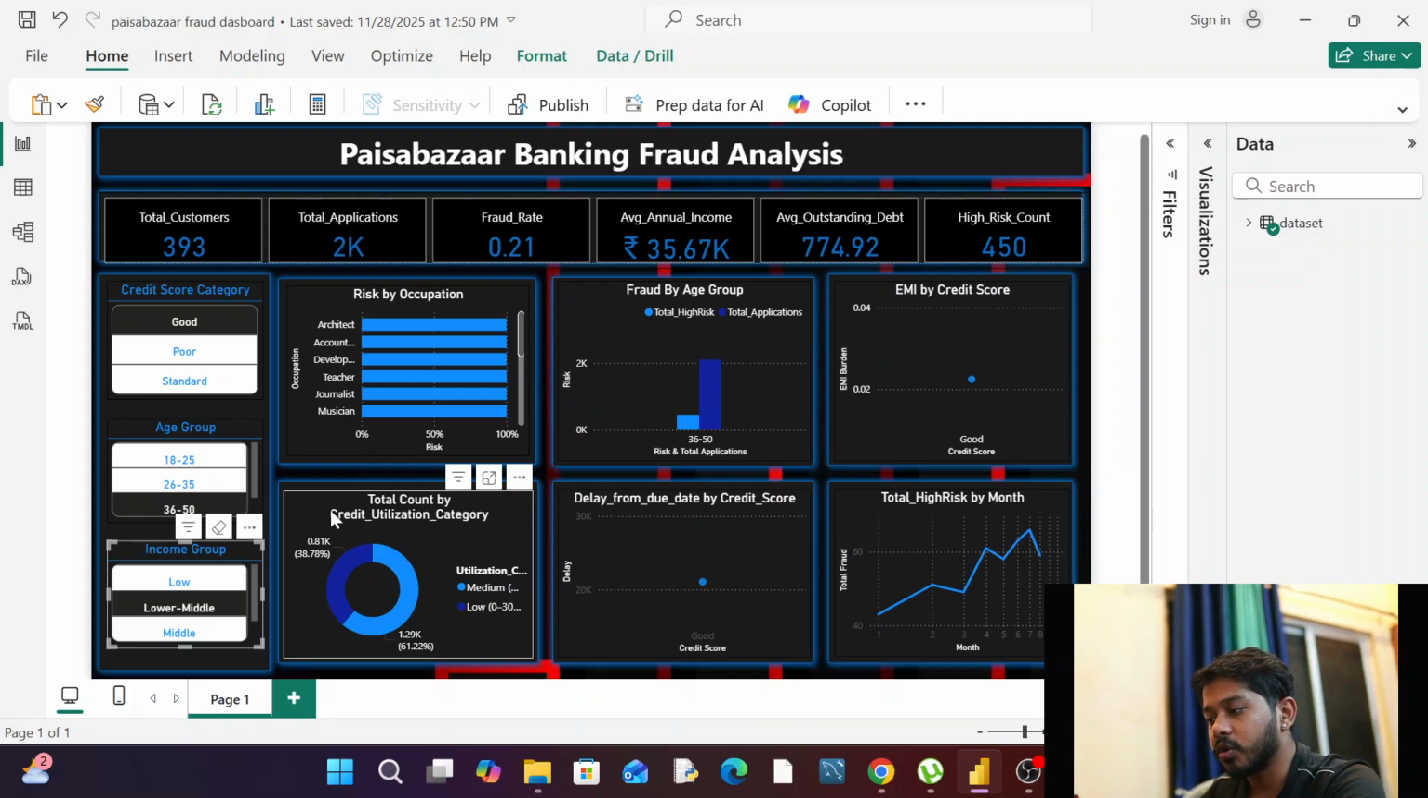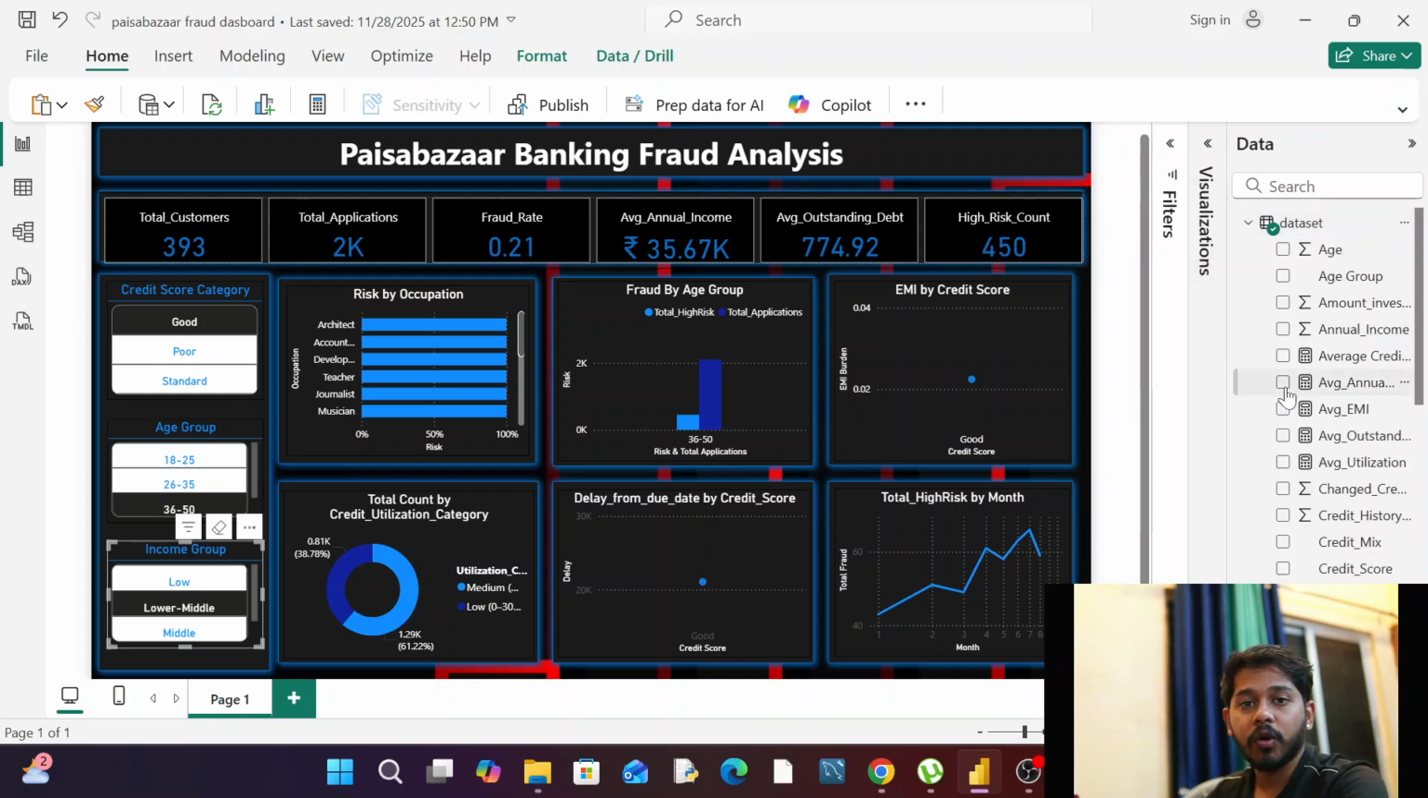Fourth is the total count by credit utilization category. On the basis of credit utilization, how much credit they have utilized, that means whether the level is medium or low. We have made a pie chart to show the distribution. As you can see, the low percentage is somewhat less than the medium percentage of credit utilization. Next is the delay from due date by credit score. So these are all the things we have seen.